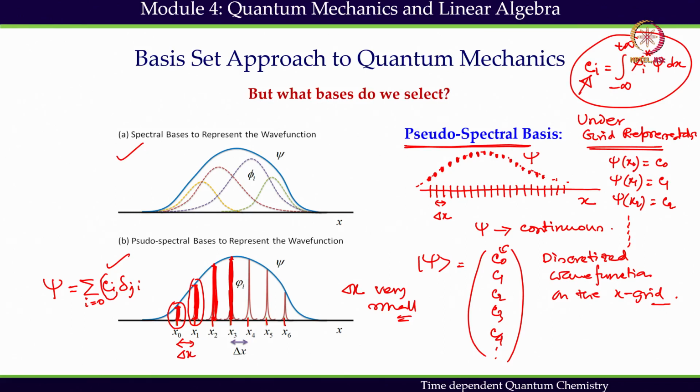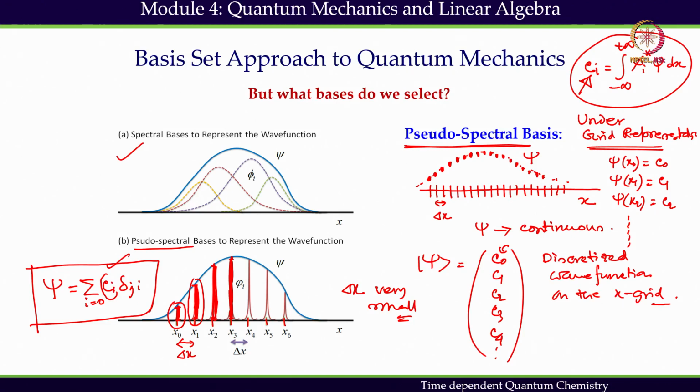So, we can use a big grid, a large number of grid points, and represent the wave function. It is the value of the wave function on those grids. So, it is representing function values on those grids, and the form of the pseudo-spectral basis is going to be like this, a delta function represented by this and then the C I value.